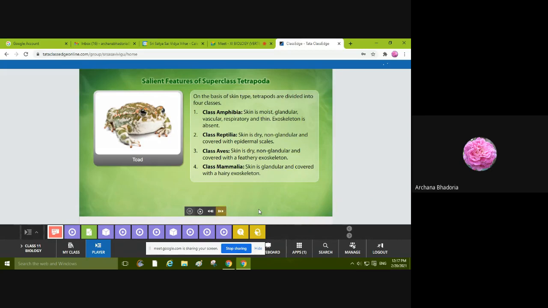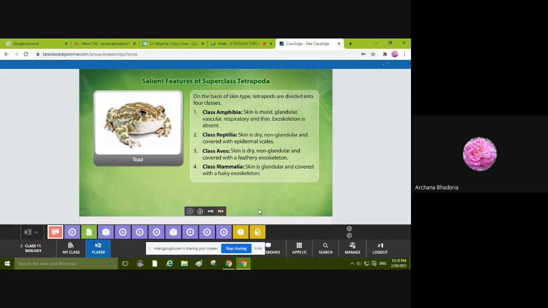An exoskeleton is absent. Remember, children, whatever you find on your body, the hairs on the body, the long hairs on the head, then the nails, these are all exoskeleton. Same way, if you see the cow and buffaloes, you find the horns and the hoofs they have. That also is exoskeleton. But these amphibians will not have any exoskeleton.